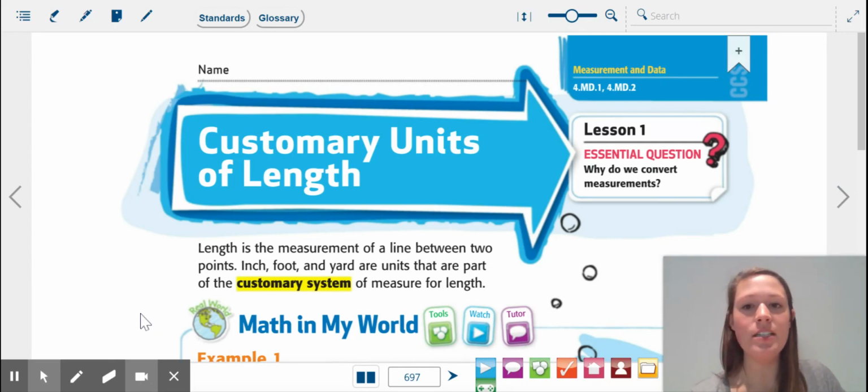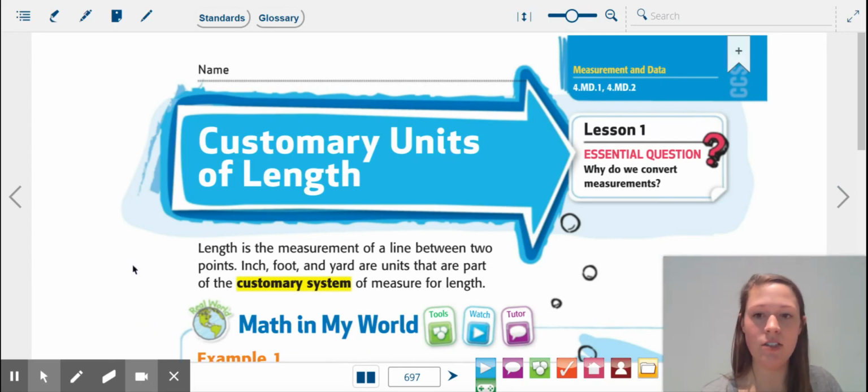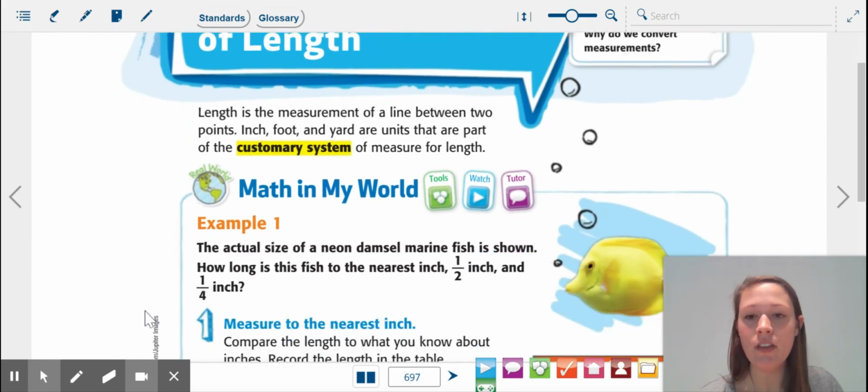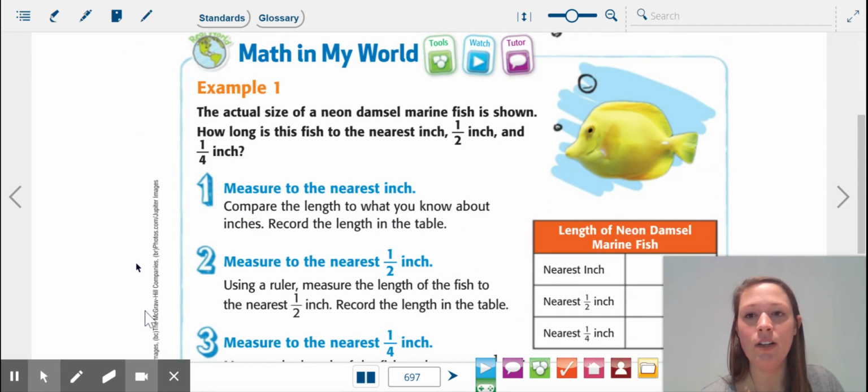Okay, so customary units of length. Length is the measurement of a line between 2 points. Inch, foot, and yard are the units that are part of the customary system of measure for length. All right, example 1.